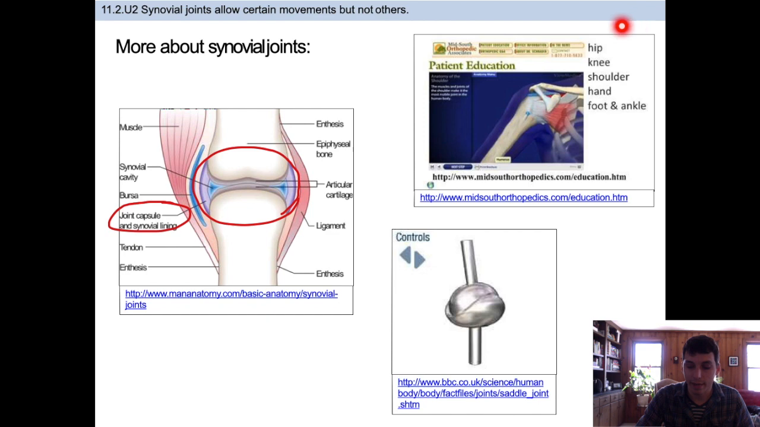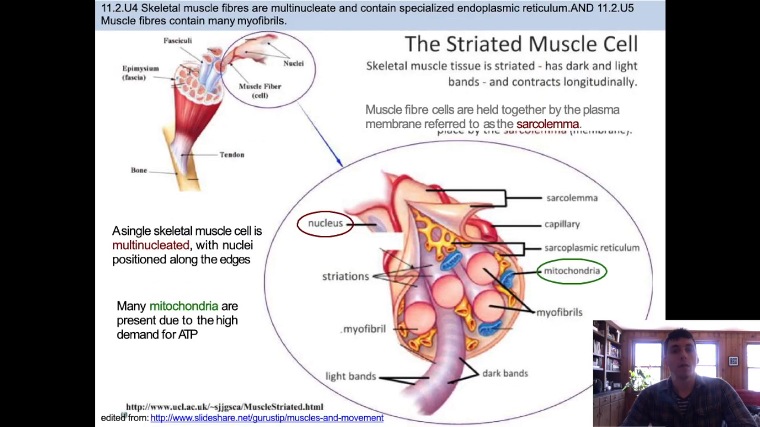So we see up here we have the hip, the knee, the shoulder, hand, foot, ankle. All of these things we've talked about are synovial joints. And there are different types of synovial joints, which is what we've seen. So that's pretty much everything you need to know about the skeletal system. But before we finish, I'm just going to talk a little bit about muscle structure.